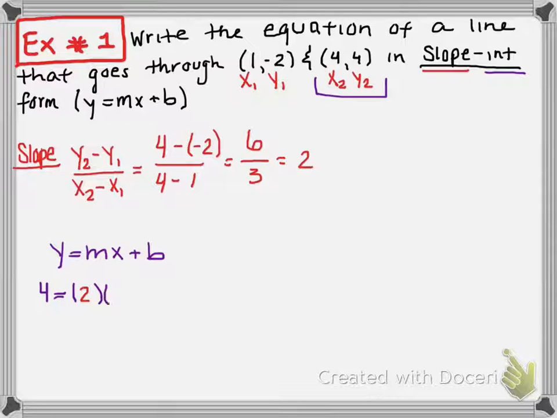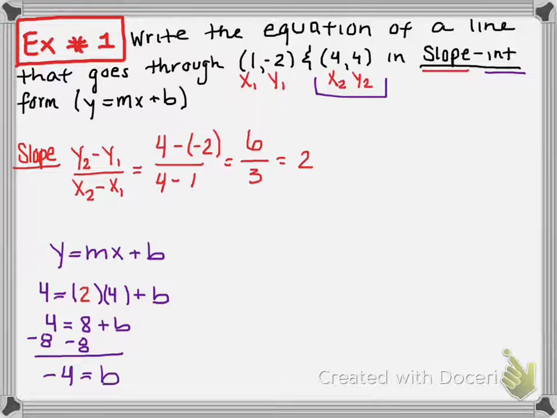Times x. That x comes from the x value in our coordinate, which is also 4. And then plus b. And we do not know what b is, so we're going to leave it as the letter b right now. And we're going to go ahead and solve. So the only math that I see on that right-hand side is 2 times 4, which gives me 8, plus b. And then I want to get the b by itself, so I'm going to subtract 8 on both sides of my equation. And that leaves me with -4 equals b. So that is our y-intercept.